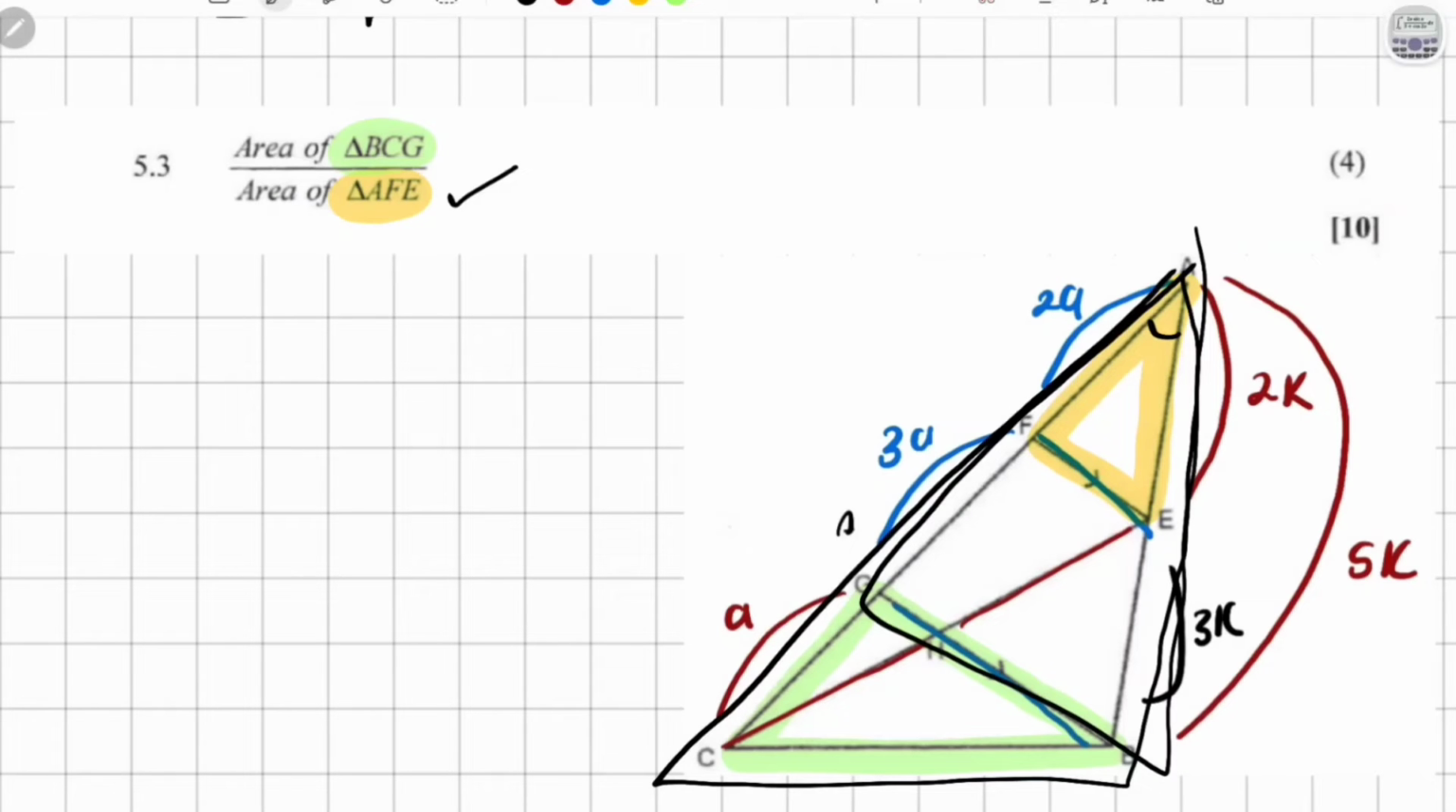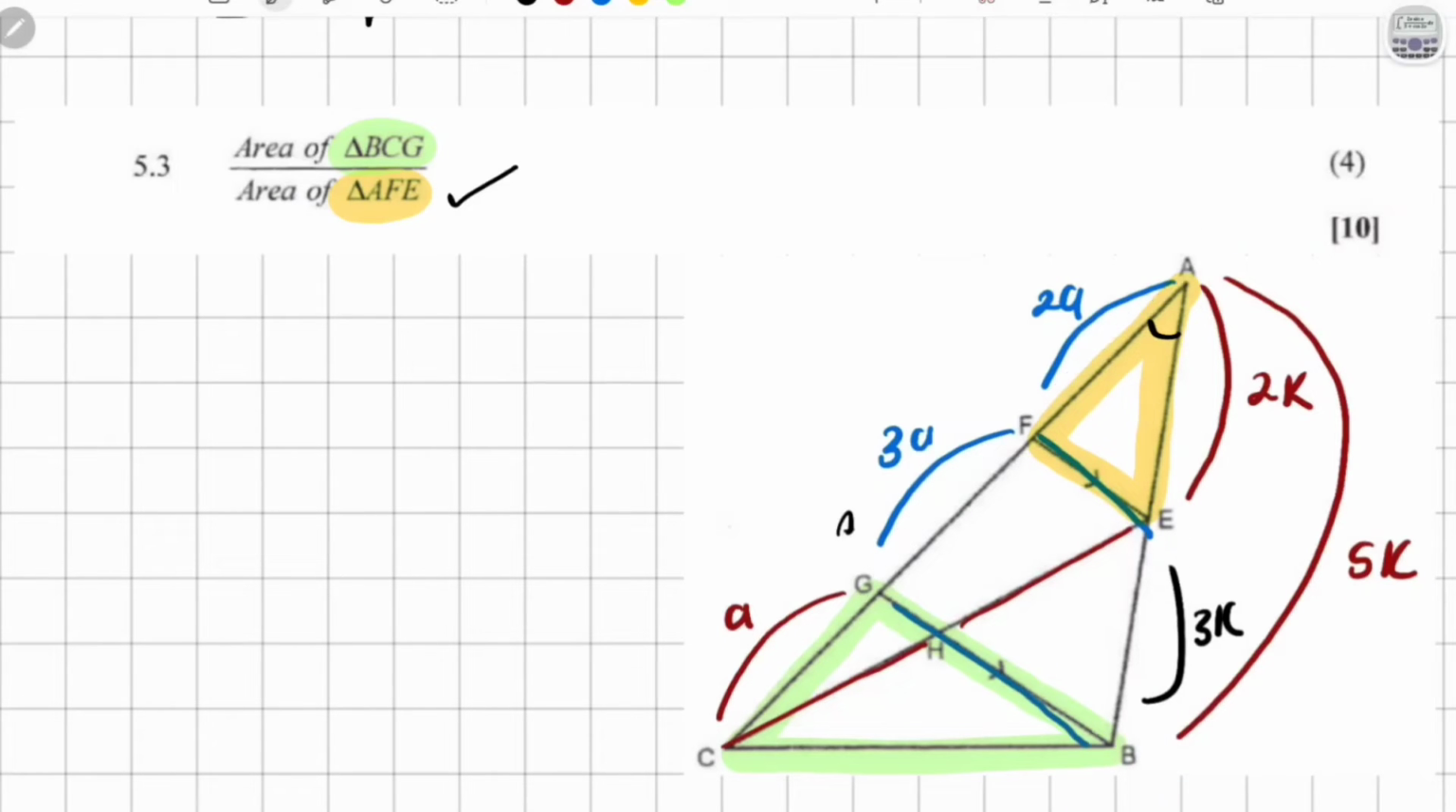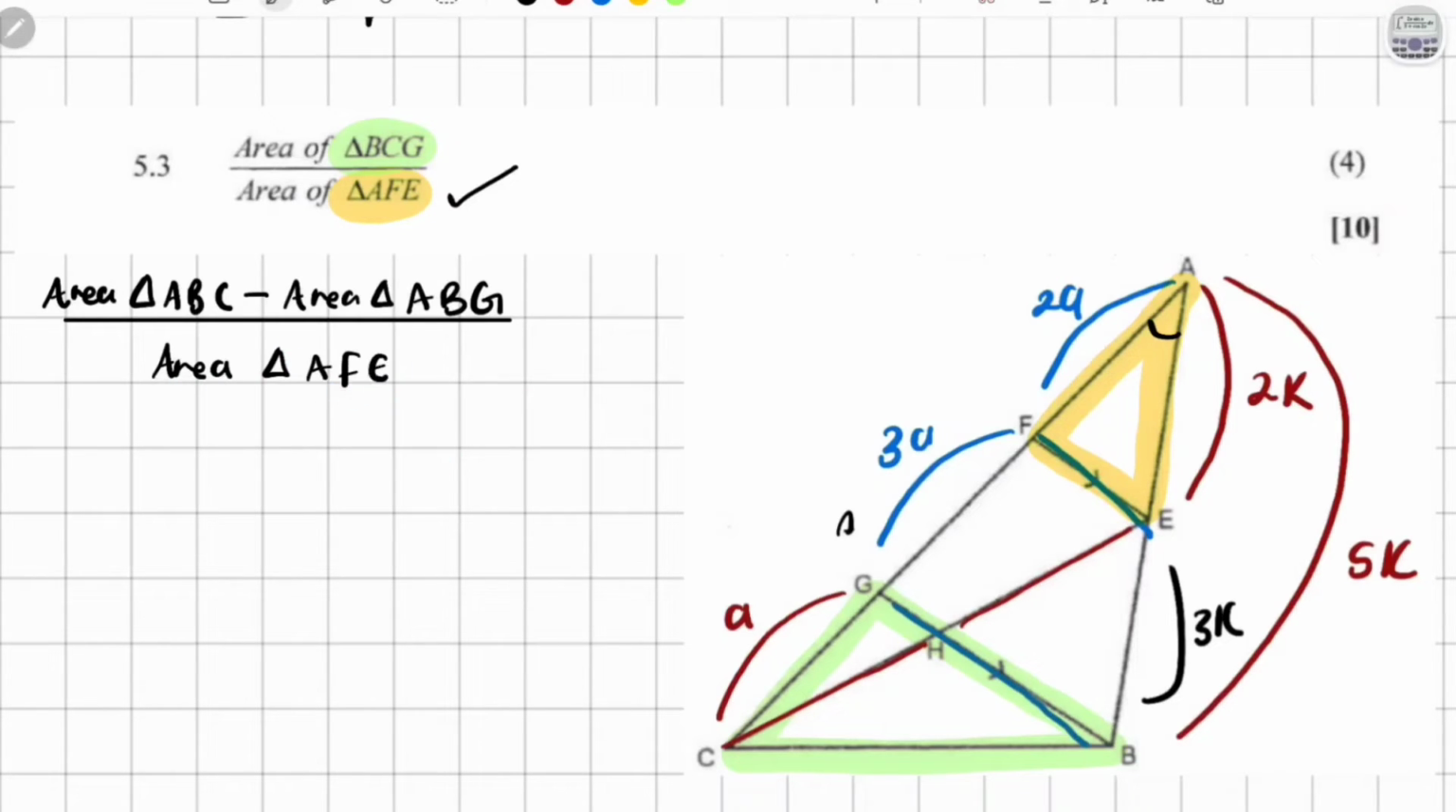So to construct a way to find it, let's start with that BCG. In order to find BCG, I'm going to take the area of that bigger triangle, the area of triangle ABC. And I'm going to subtract the area of this triangle, which is ABG, minus the area of triangle ABG. And then I'm going to put that over the area of this triangle, which I can find because I have its sides. Okay, so over the area of triangle AFE. That's what I'm going to do.